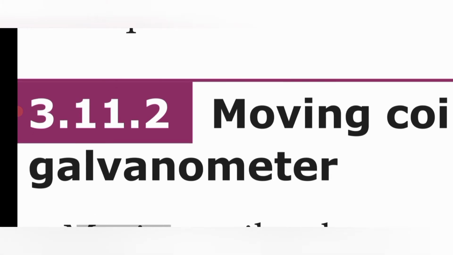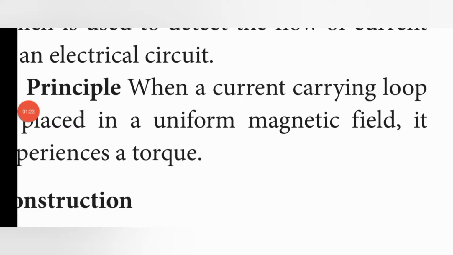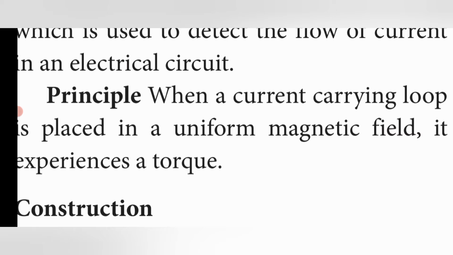Let's see the diagram. First, see about the principle. What principle is used here? When a current carrying loop is placed in a uniform magnetic field, a strong uniform magnetic field maintained by the two poles, north and south, between which we place a current carrying conductor, it experiences a torque. What is meant by torque? That is the turning effect produced in the current carrying loop. This is the principle we are using for a moving coil galvanometer.